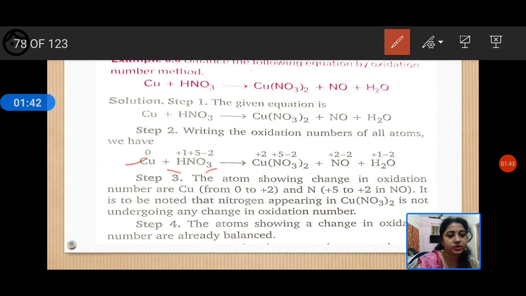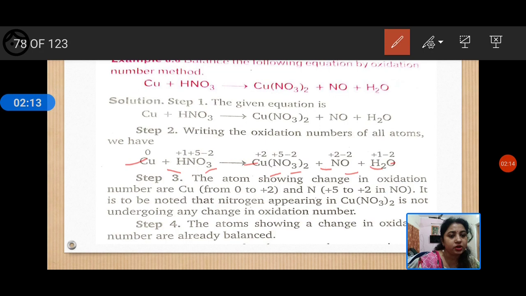Now the compound being formed, Cu(NO3)2. Here we will see for copper plus 2, nitrogen plus 5, oxygen minus 2. NO: if for oxygen it is minus 2, then definitely for nitrogen it will be plus 2. Water: hydrogen plus 1 and oxygen minus 2. So these are the oxidation numbers for every atom in this reaction.